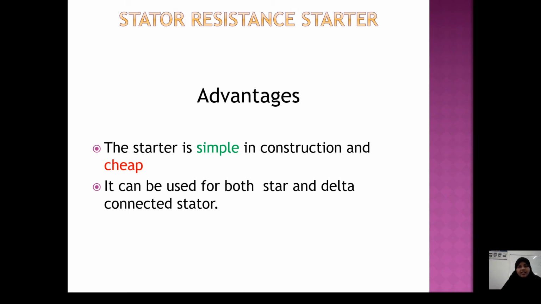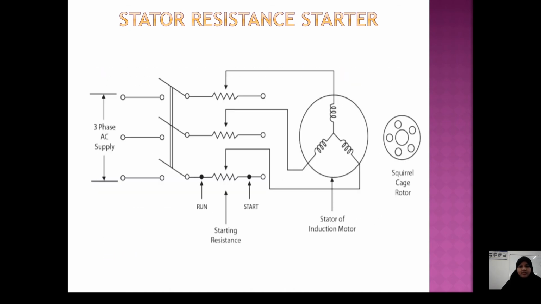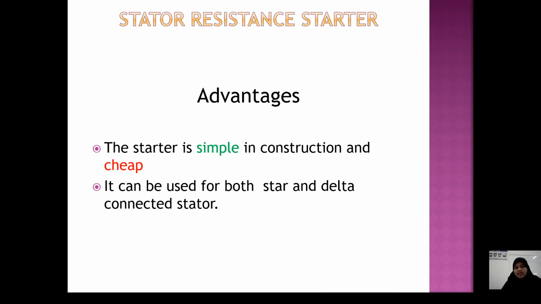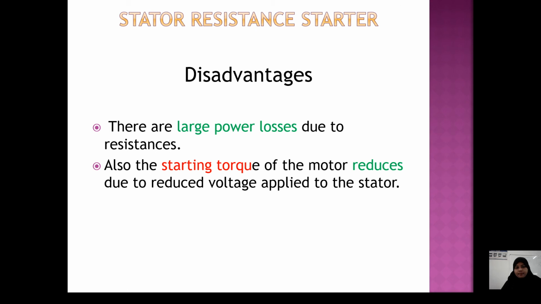Now let us see the advantages of the stator resistance starter. The starter is simple in construction and cheap. Second, it can be used for both star and delta connected stator. See the stator which we have used here in this diagram. This is a star connected stator. Star means what? Y shape. Delta will be like this. So this stator can be star or delta. In this method, stator resistance starter, we can use both star and delta type of stator. One more advantage is that it is simple in construction and cheap.